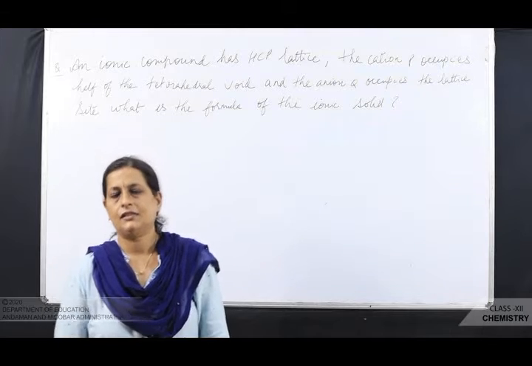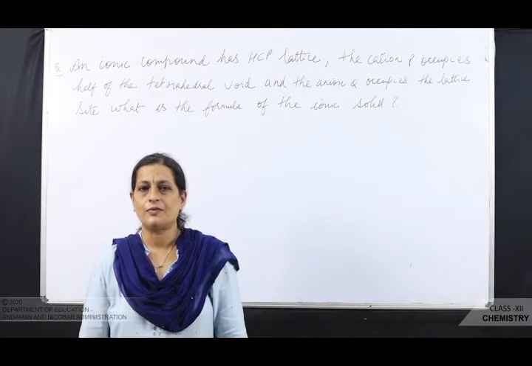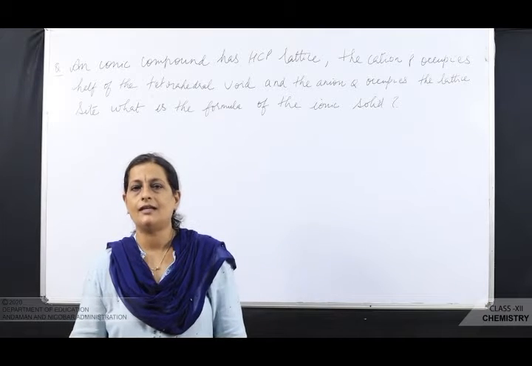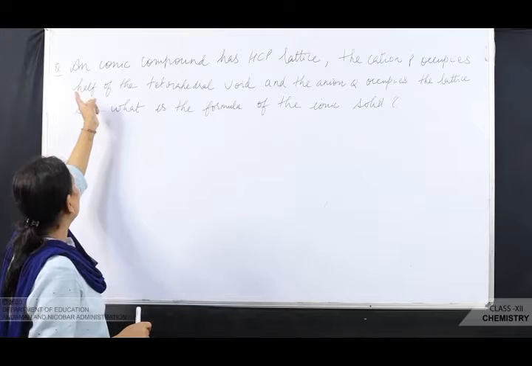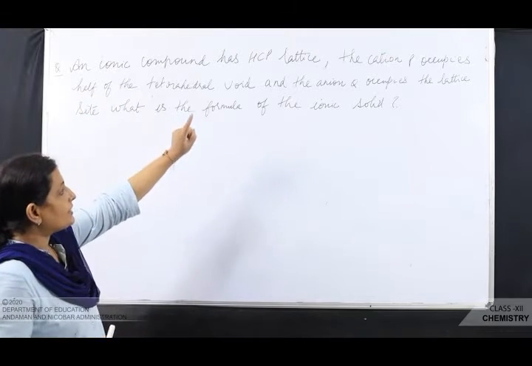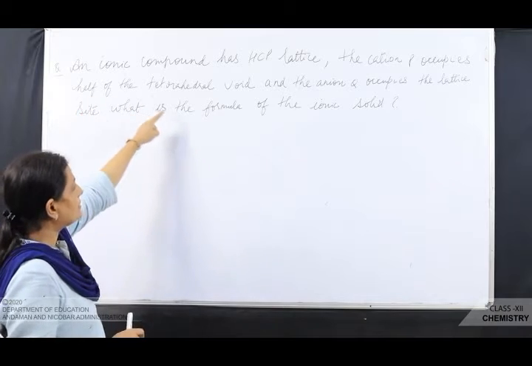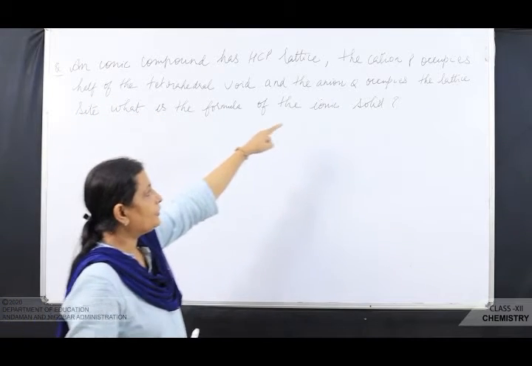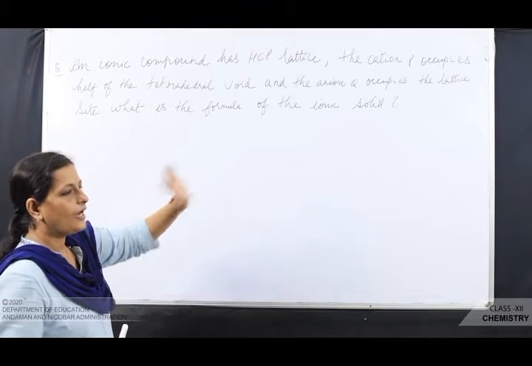We will discuss some numericals related to the relationship between the number of spheres and voids. Okay. See, first question, number 1. An ionic compound has an HCP lattice. The cation P occupies half of the tetrahedral voids and the anion Q occupies the lattice sites. What is the formula of the ionic solid?